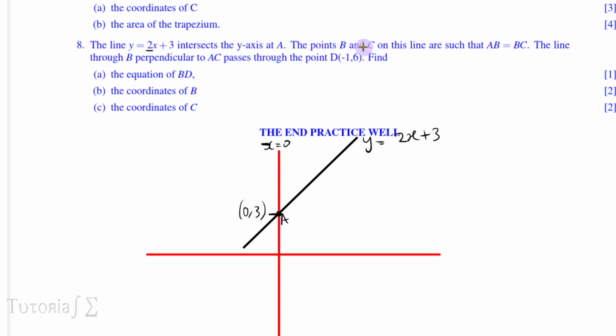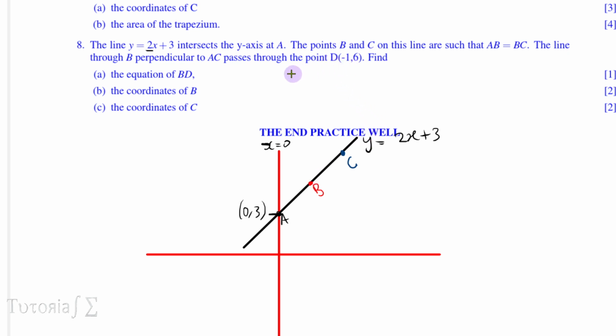Then the points B and C are on the line. Okay, so there are 2 other points, B and C. And it happens that AB is equal to BC. So there is a point here somewhere. It's a midpoint there, such that AB, this line, is equal to BC. So B is the midpoint, since there is another point C somewhere there. Okay, so AB is equal to BC.